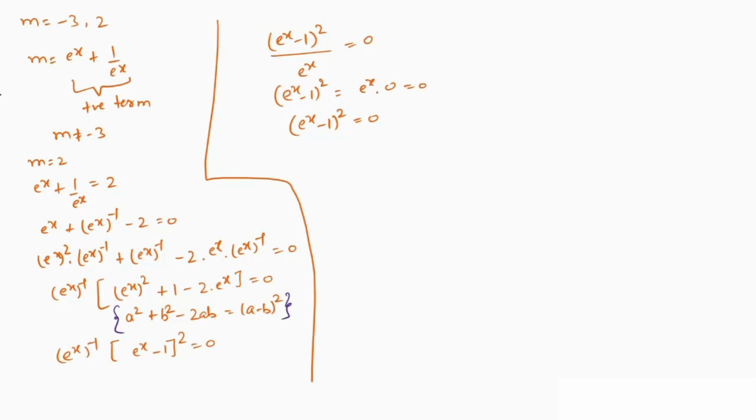The only way a power can be 0 is when the base equals 0, that is e raised to the power x minus 1 equals 0. So this can be written as e raised to the power x equals 1, and 1 can be written as e raised to the power 0. Since the bases are the same, their powers will be equal. So x equals 0. So the number of real roots of the given equation is 1.